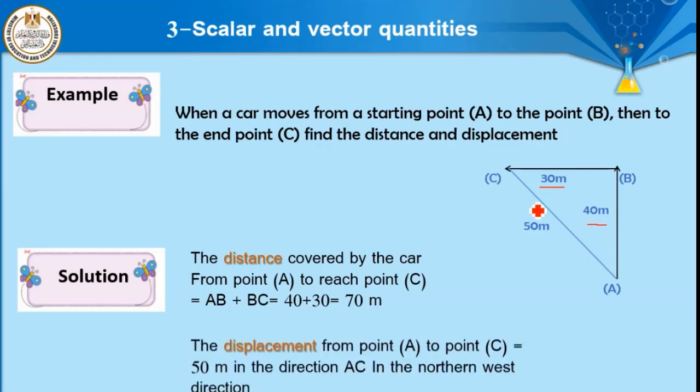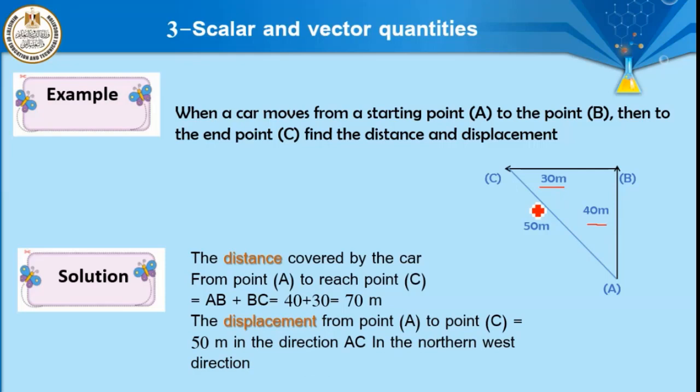equals 70 meters. While the displacement from point A to C equals 50 meters, as you see in the picture, in the direction of AC, in the north runway's direction. The displacement in this case can be solved by the Pythagorean theorem because it is a right angle triangle.